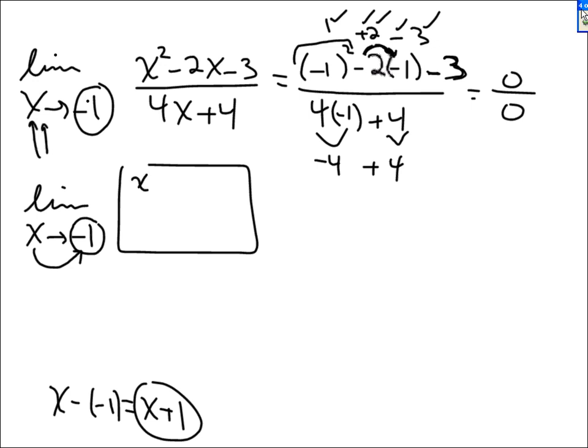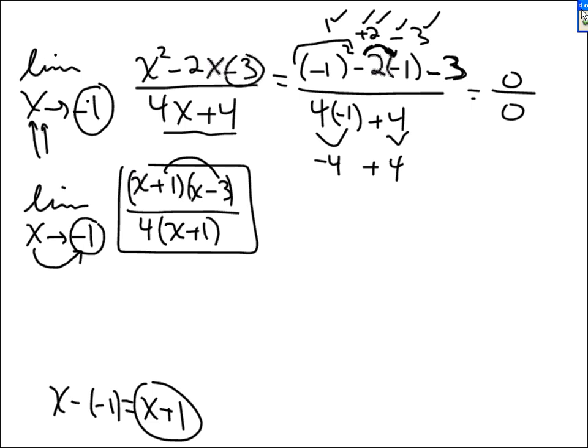then x minus -1, also known as x plus 1, will be a factor. So one of the factors of the numerator is x plus 1. And if you want to end up with -3, I bet you should try x minus 3, because 1 times -3 is -3. In the bottom, I can get a factor of x plus 1 by factoring out the 4. So x minus -1, that is x plus 1, is a factor of the bottom as well.